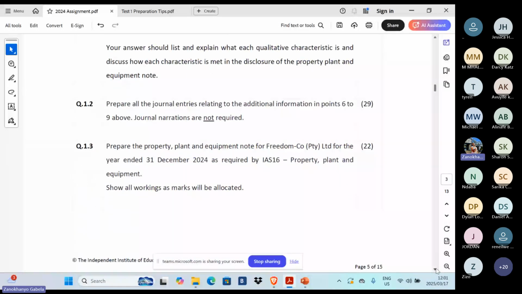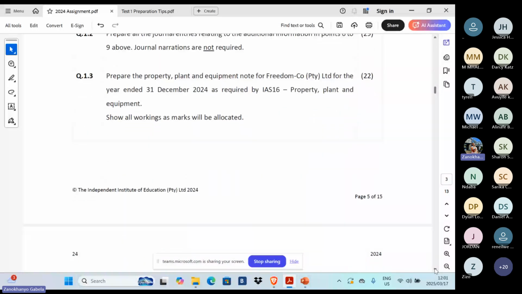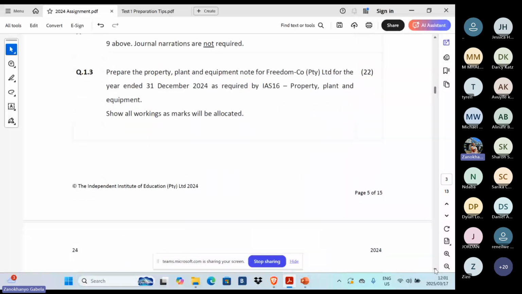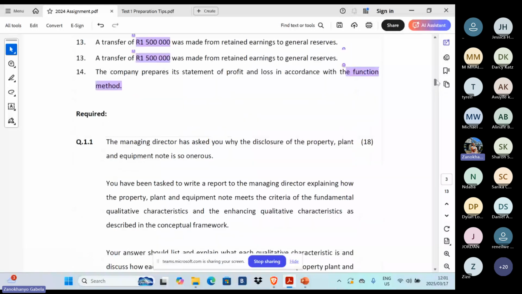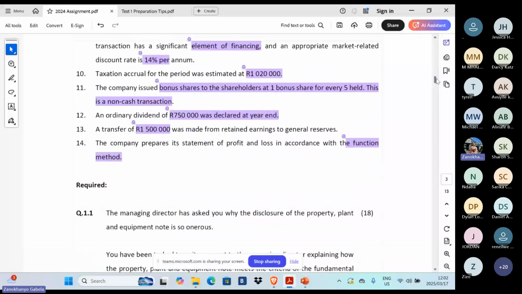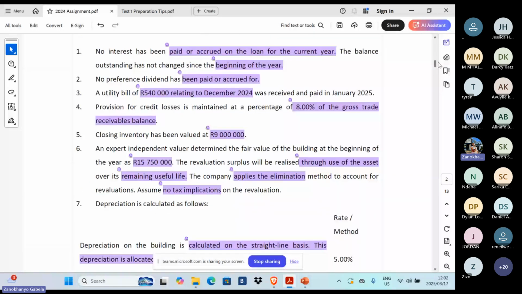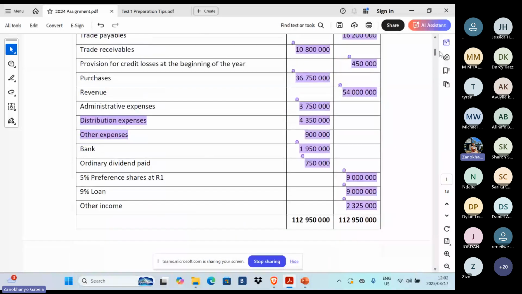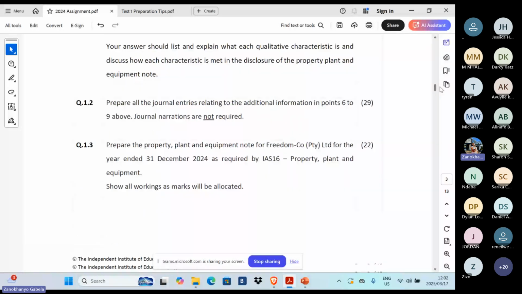And then prepare the property, plant, and equipment note. Okay, that's perfect and standard. Since we have all our values, it should be easier to then substitute in our notes because we have the revaluation, we have the depreciation, we have the balance at the beginning of the year and the balance at the end. So it's perfect. You won't be needing to calculate anything in here.